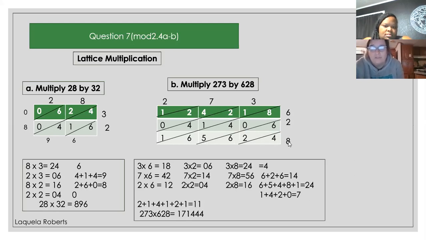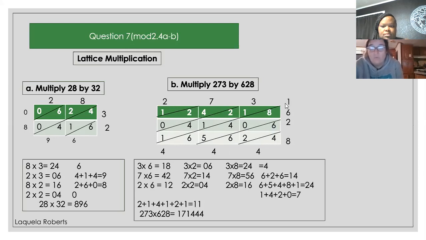Then here's our last square. 2 times 8 is 16. So you're going to put 1 up here and your 6 on the bottom. Now we're going to add. So you're going to bring down your 4, and then we're going to go to our next spot. So 6 plus 2 plus 6 equals 14. You put 4 up here, and then you're going to put your 1 up top to carry.